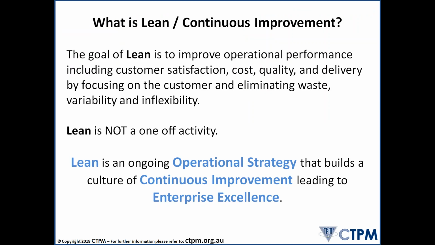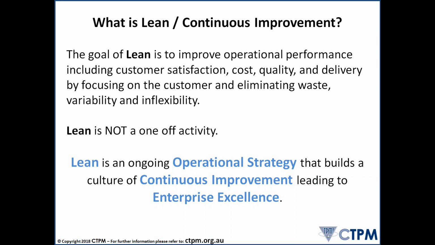So as a reminder to you all, what is lean and continuous improvement? So the goal of lean is to improve the operational performance of your company, including customer satisfaction, the costs incurred, the quality, and the delivery by focusing on the customer and eliminating waste, variability, and inflexibility. So trying to create a lean environment, getting rid of waste.